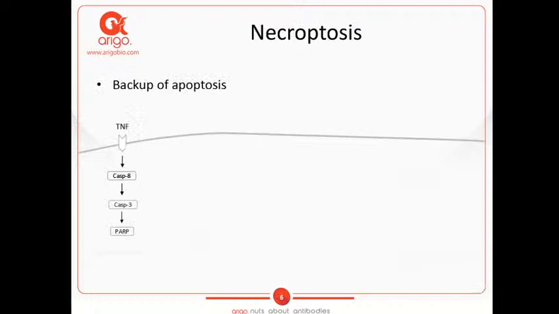Then let's talk about necroptosis. Necroptosis is a backup of apoptosis. In tumor cells or infected cells, the caspases are inhibited, so apoptosis fails in the harmful cell. In this case, the cells have an alternative mechanism to clean the tumor cells or infected cells. That is necroptosis.